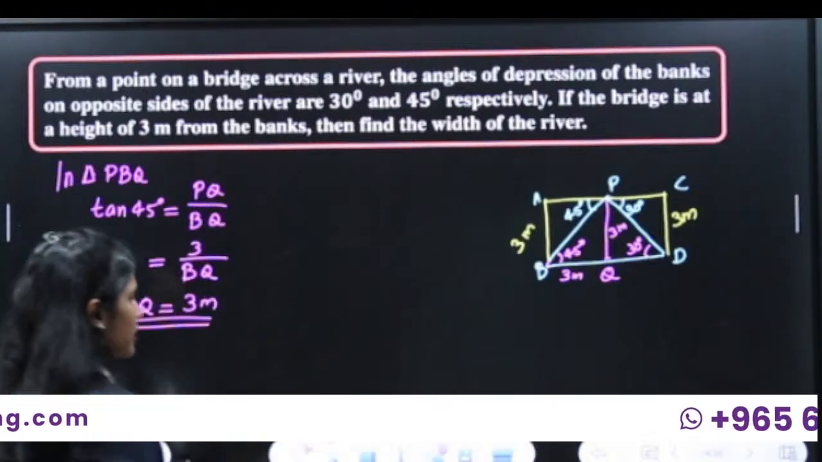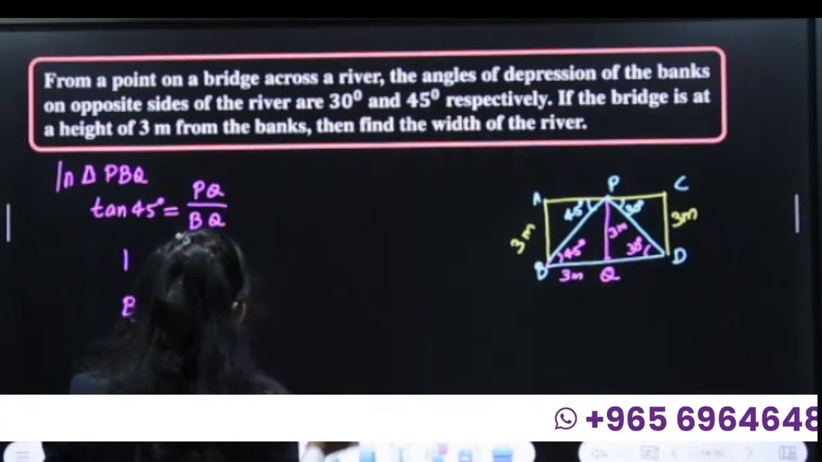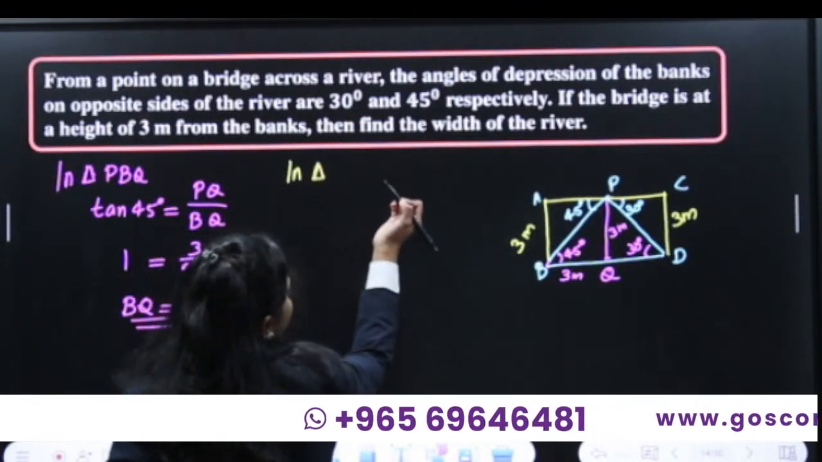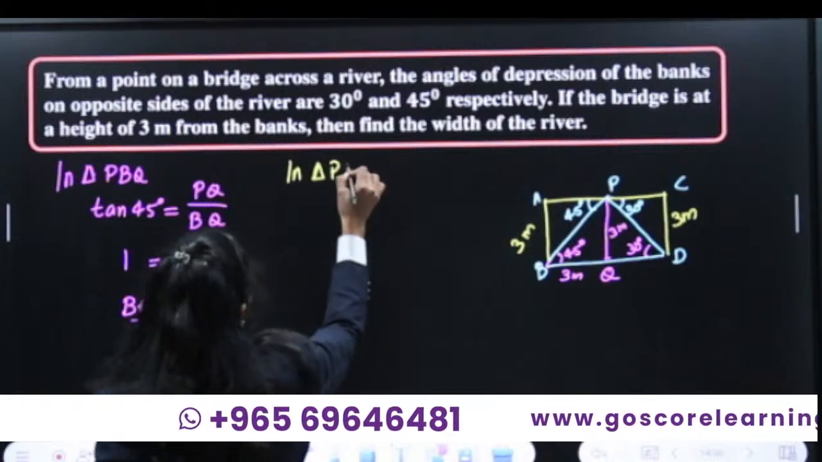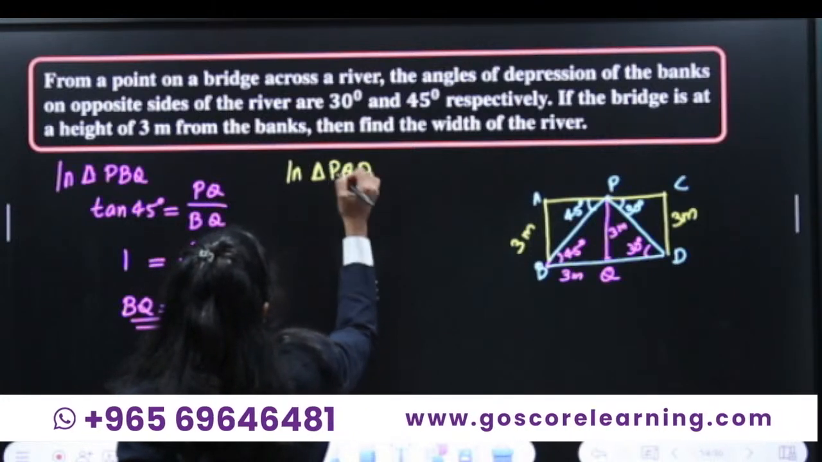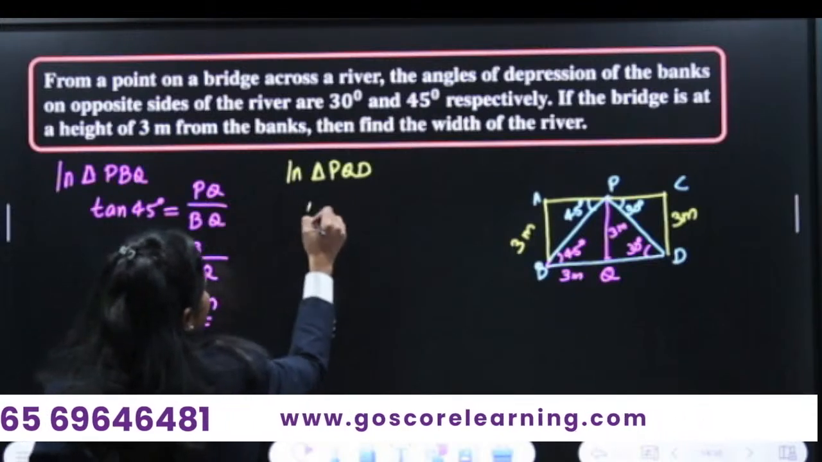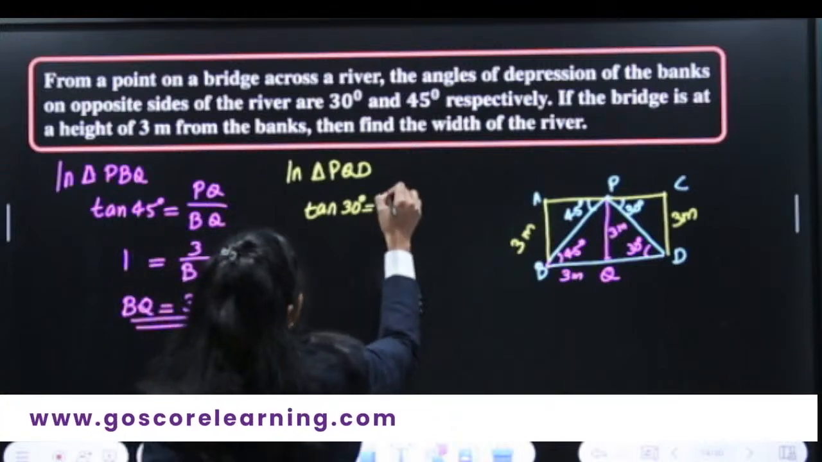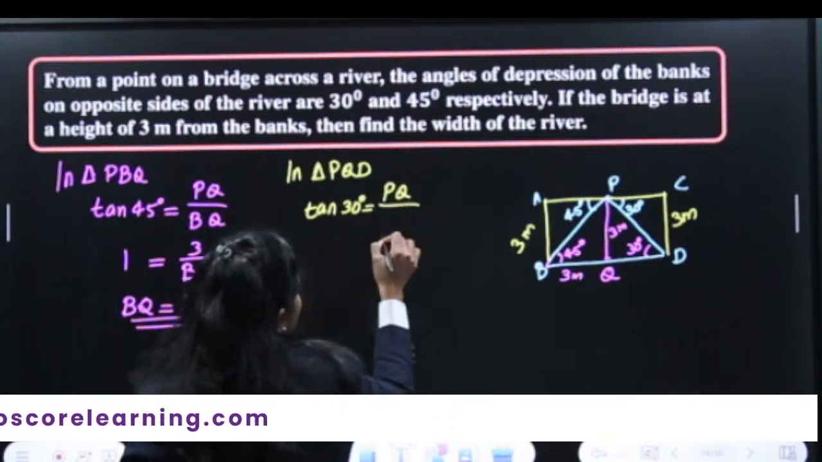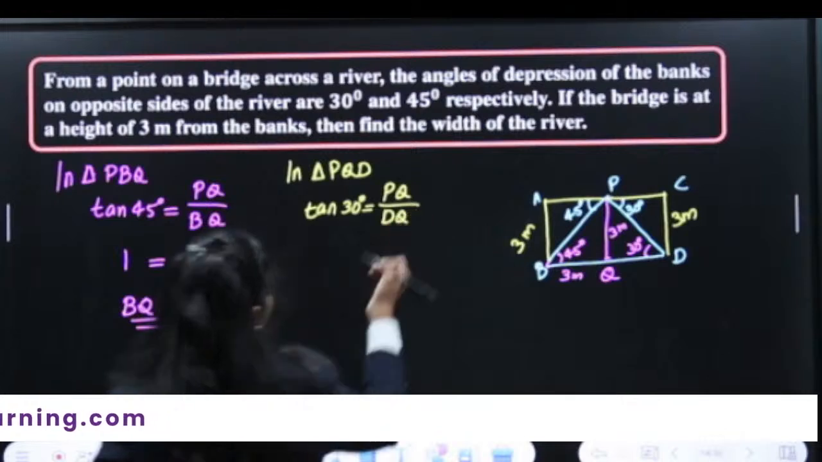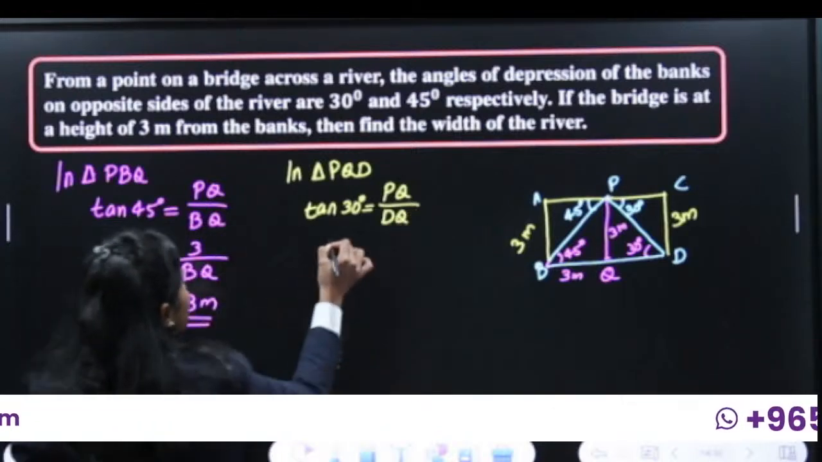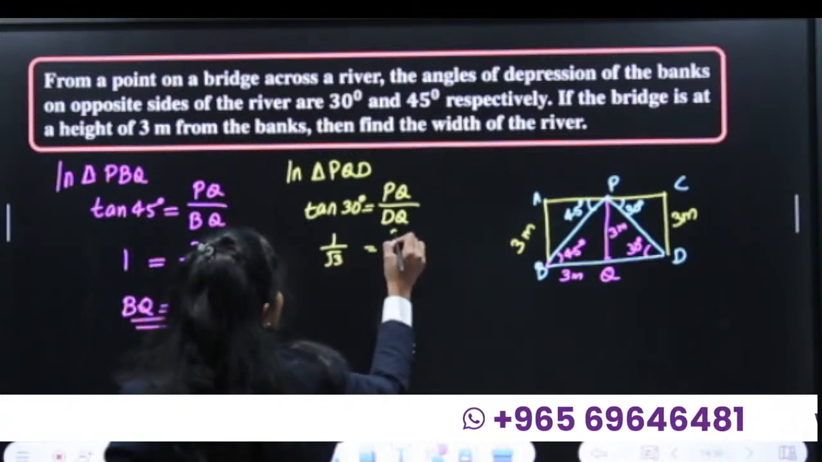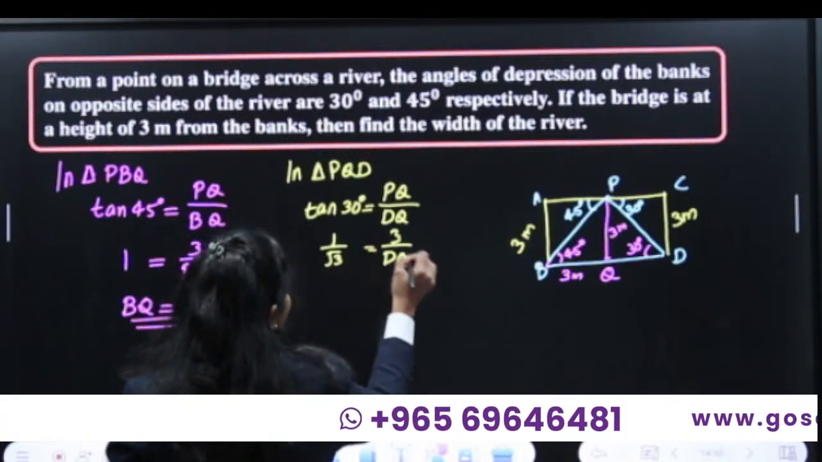Okay, now we will consider the next triangle. In triangle PQD, we'll get tan 30 is equal to opposite side PQ divided by adjacent side DQ. So tan 30 is 1 by root 3, which is equal to PQ, which is 3, over DQ. We need to find DQ.